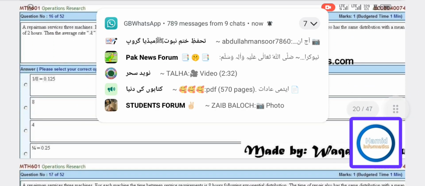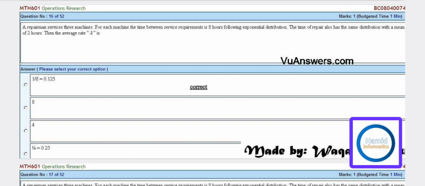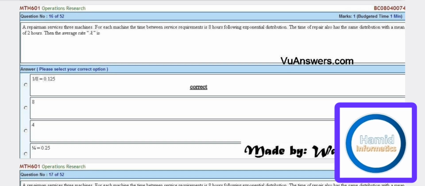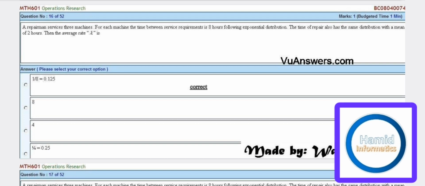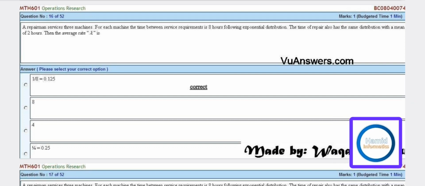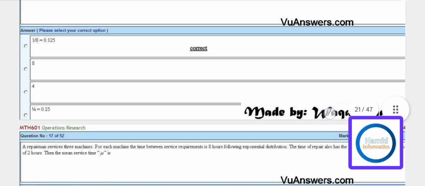Next question is, a repairman services three machines. For each machine, the time between service requirement is 8 hours following exponential distribution. The time of repair also has the same distribution with a mean of 2 hours. Then the average rate lambda is 1 over 8, which is equal to 0.125.